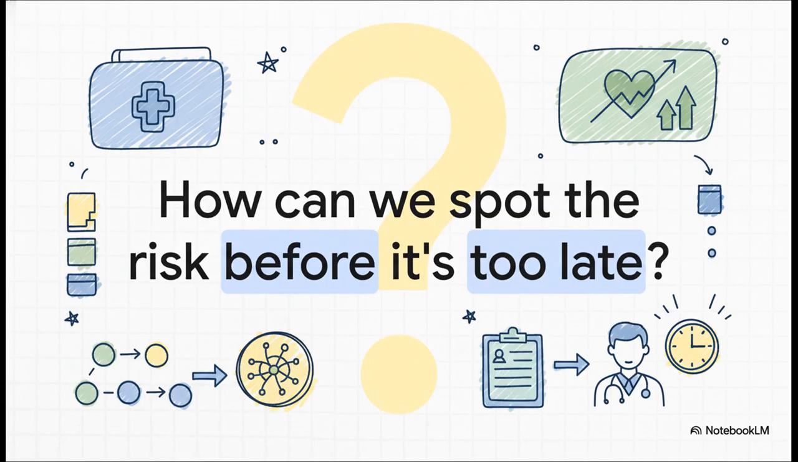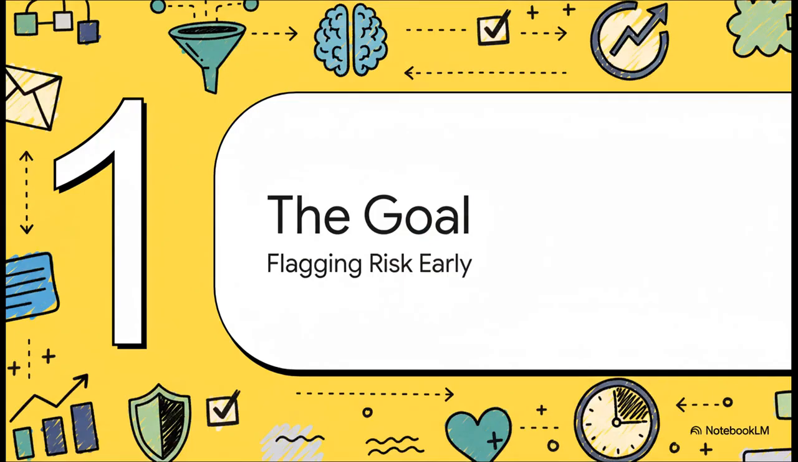And that brings us to the big question, right? The one that drives this entire project. How can we use data to get ahead of the curve? Is there a way to spot the risk of diabetes before it turns into a full-blown crisis? Well, the answer lies in a big shift in strategy, moving from being reactive to being proactive. The goal isn't just about treating diabetes anymore, it's about flagging that risk as early as we possibly can.